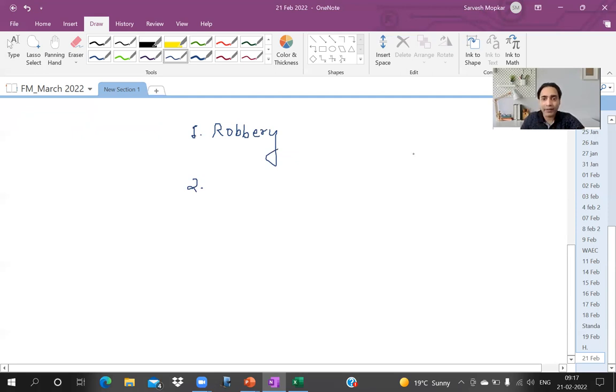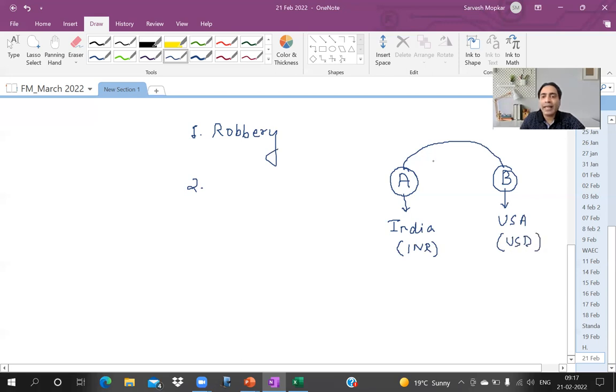Now, I'll give you an example. Mr. A sold goods to Mr. B. Now, Mr. A is in India and Mr. B is in USA. You know the currency of India is INR, Indian rupee, and you know the currency of USA is USD, US dollar. A has sold goods to B.